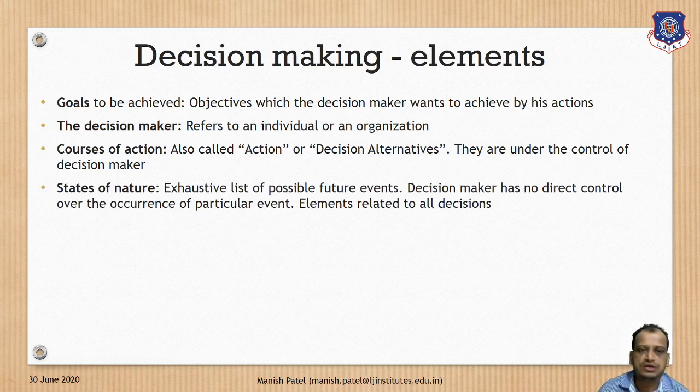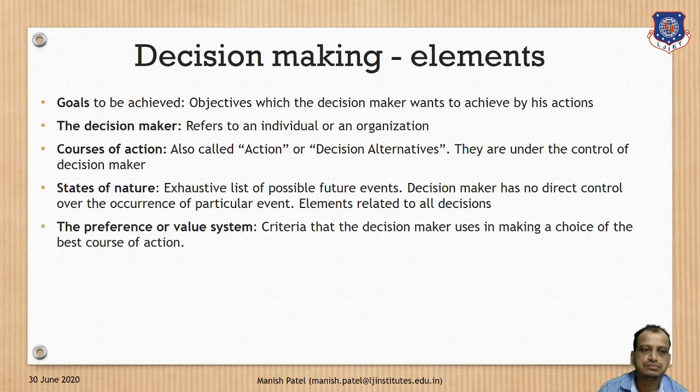Now, state of nature. Remember this thing. For the future events, you have an exhaustive list. The whole list is given. But again, the decision maker does not have direct control over these states of nature. Remember this, that it is the list of future events. Now, what is the preference or value system? It is the criteria by which the decision maker makes a choice for the best course of action. Whatever the optimal strategy is for him, he or she is going to choose that strategy.